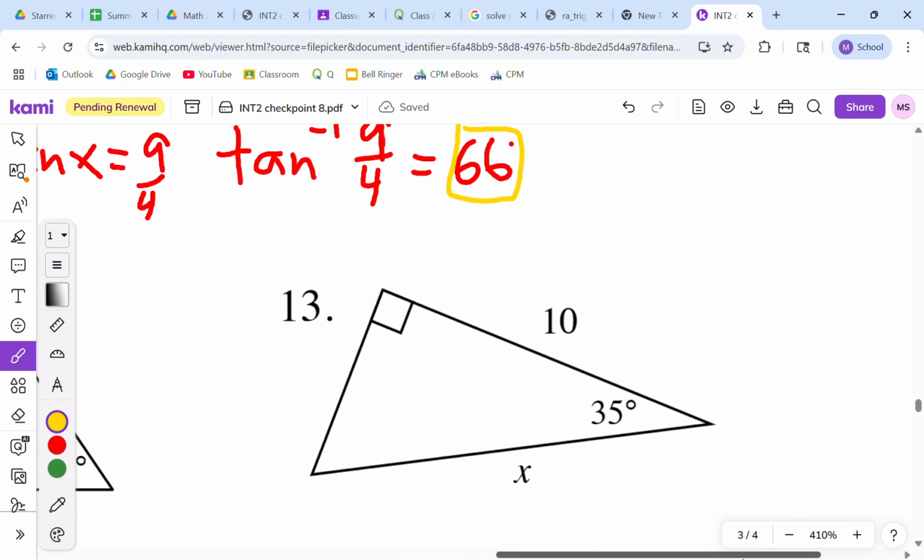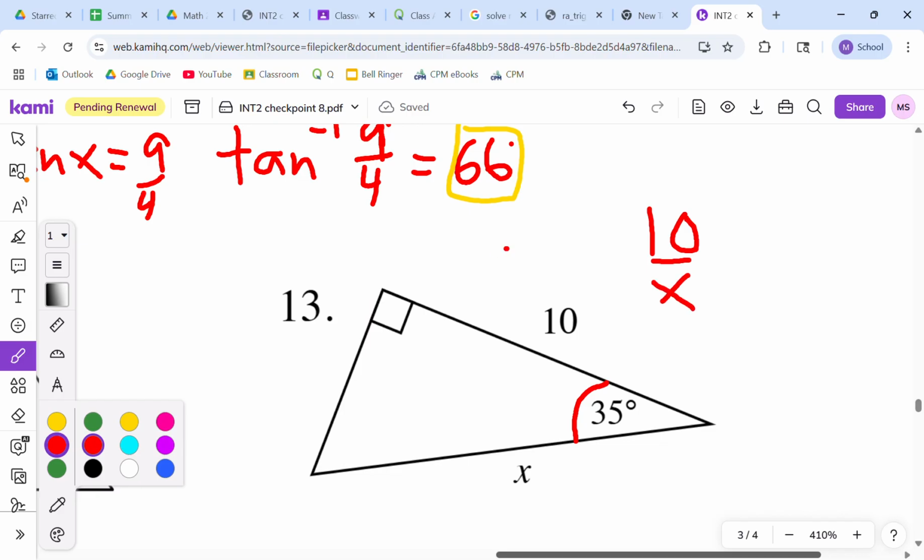And for this one, again, a little bit of trig. And this time I have the adjacent and the hypotenuse, right? So here's 35 degrees. And the adjacent side is 10. And I have the hypotenuse. I'm going to use cosine, which is adjacent over hypotenuse. So that means it's 10 over x. So let's write this all nice. Cosine of 35 degrees equals 10 over x.